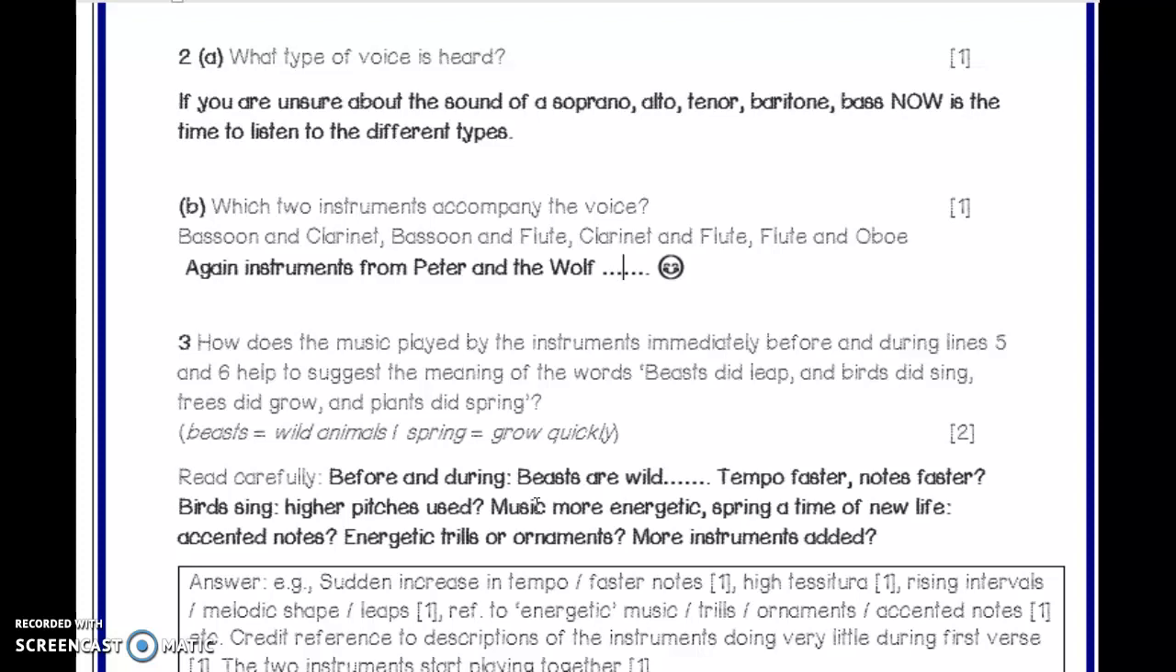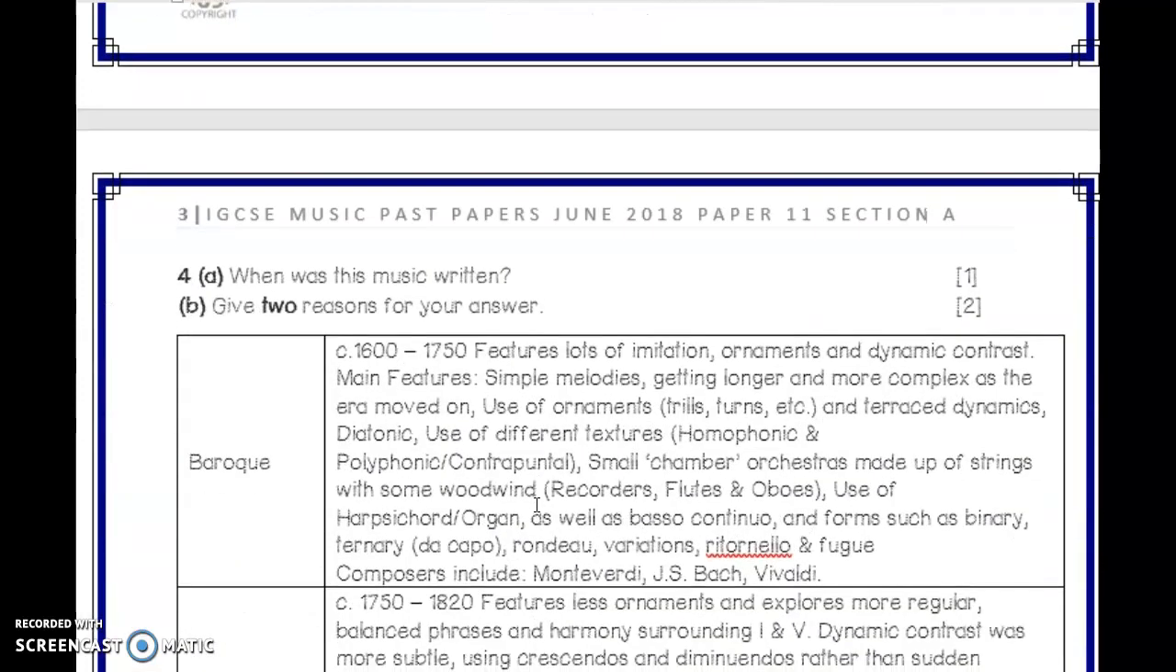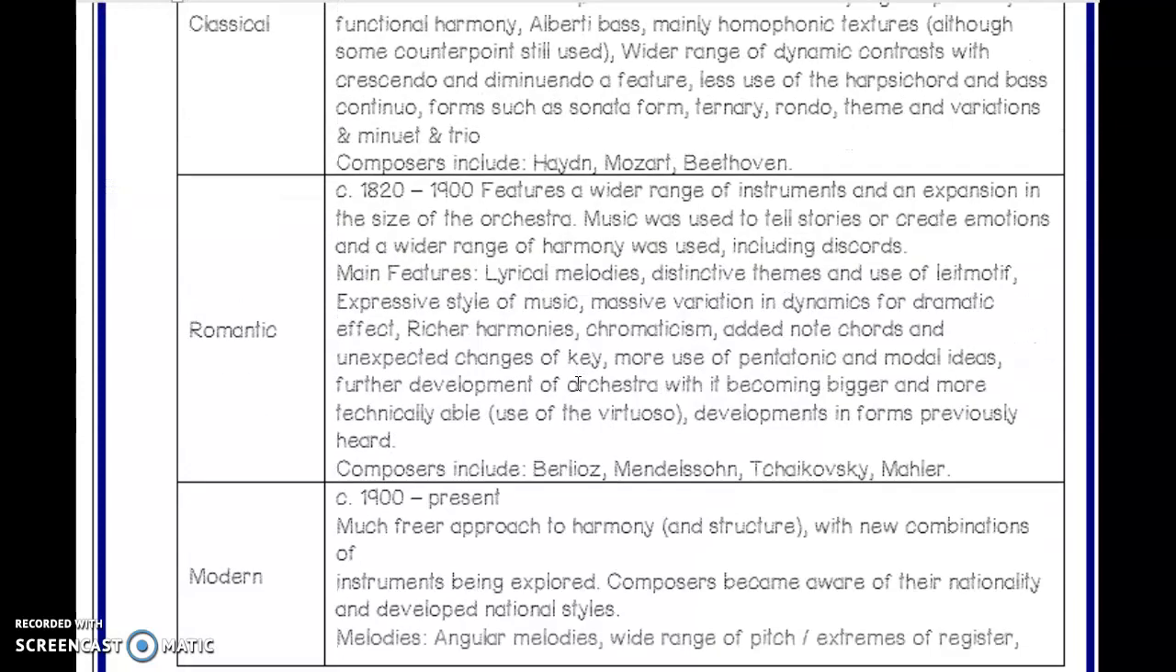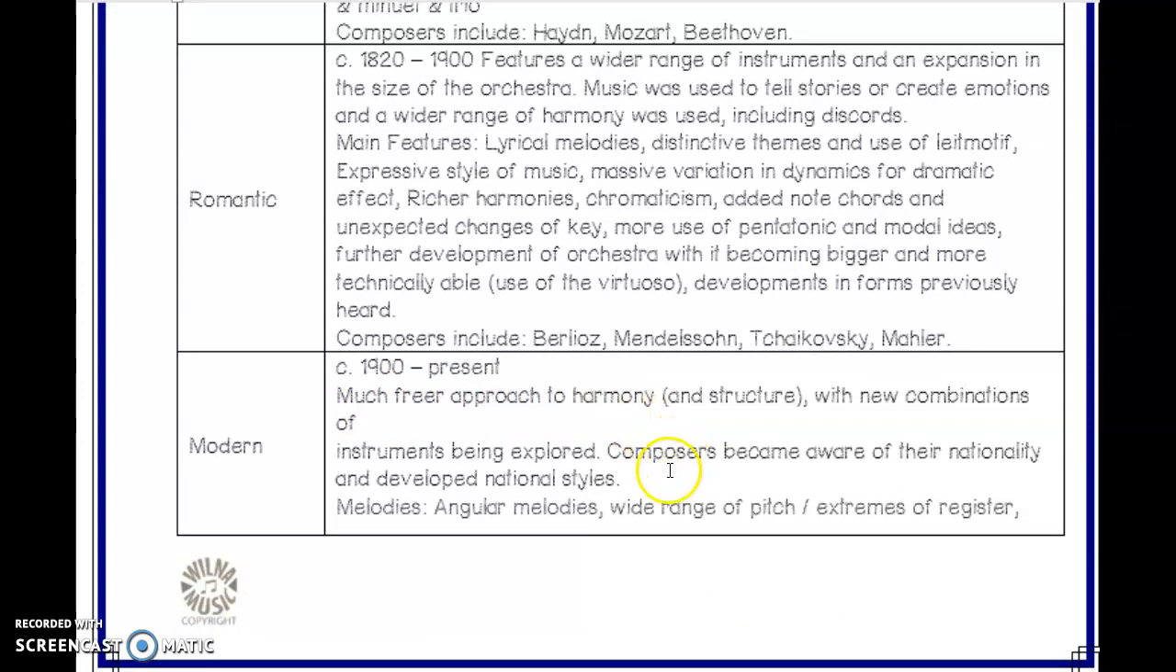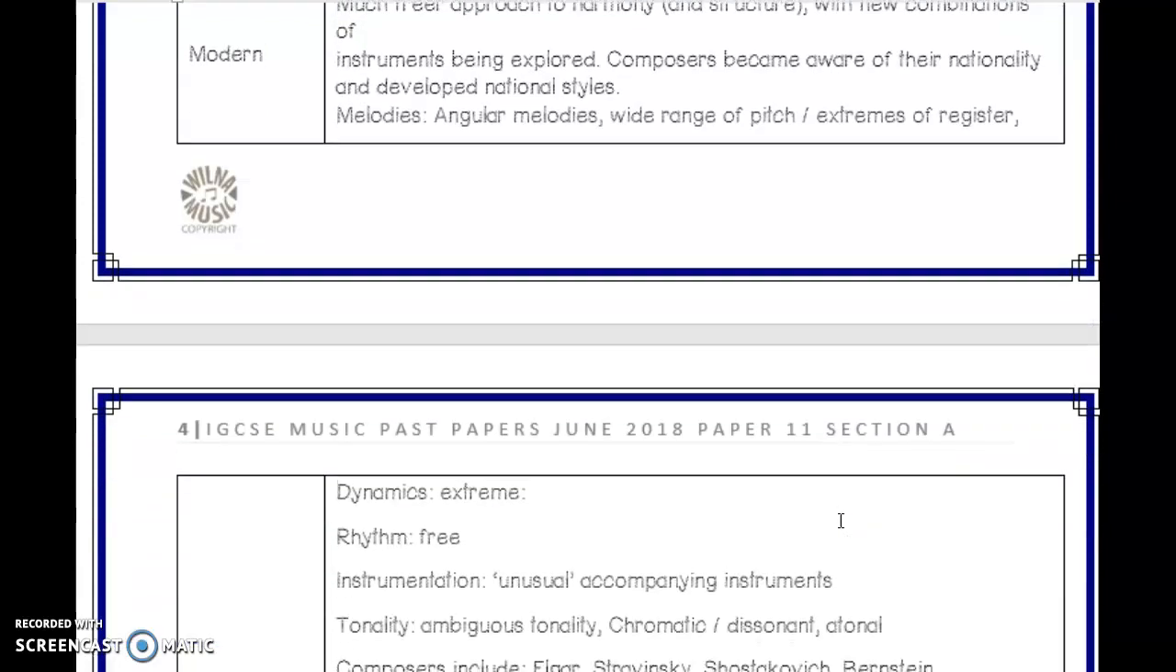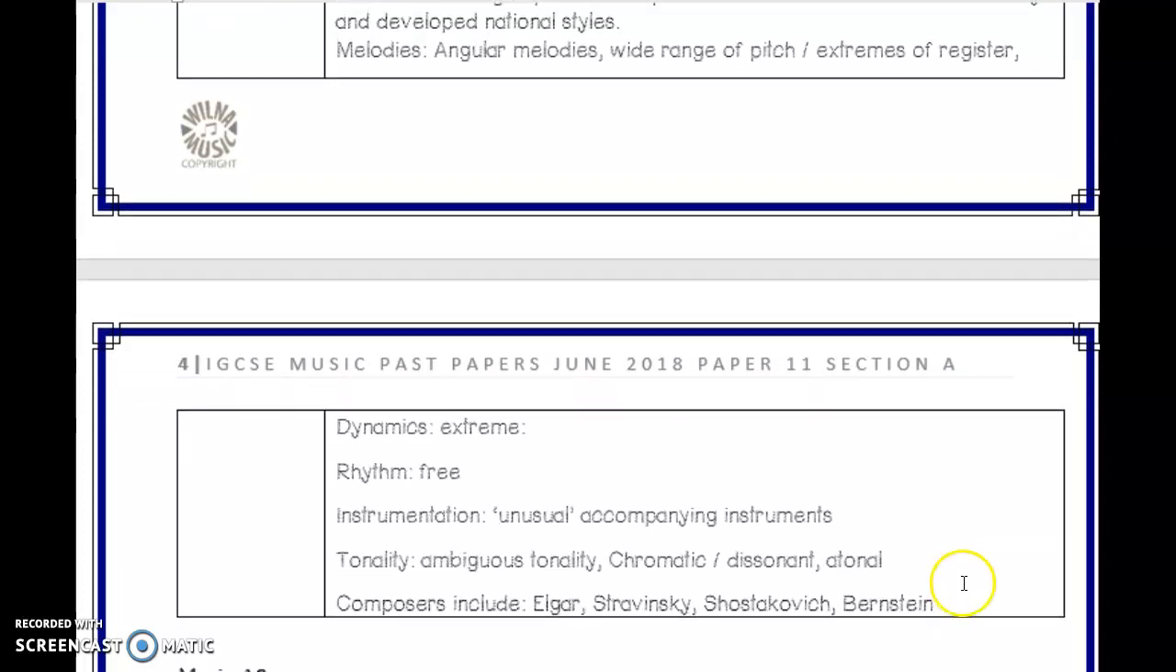Music A1, third playing. So now let's go to this. When was this music written? Give 2 reasons for your answer. Look at the modern music. That melody is angular, with a wide range of pitch, extreme registers. Dynamics, extreme. Rhythm is free. Instrumentation, unusual accompanying instruments. Tonality is ambiguous. Sounds atonal.